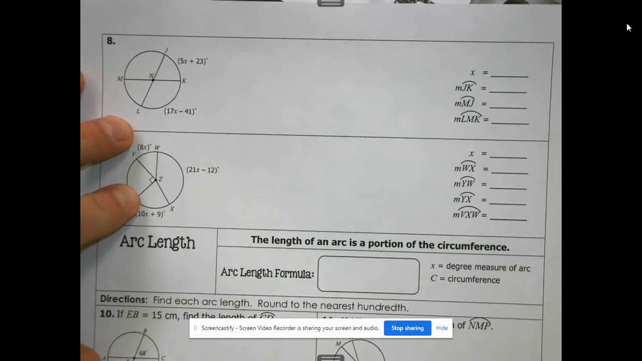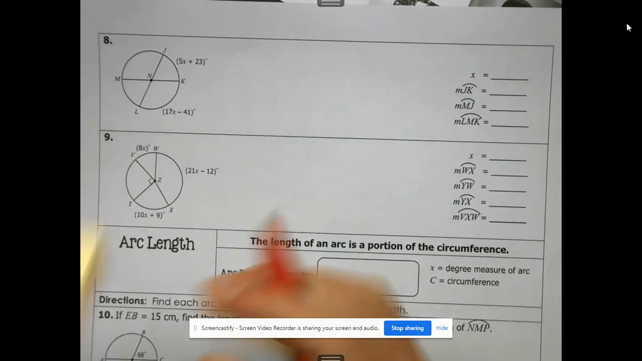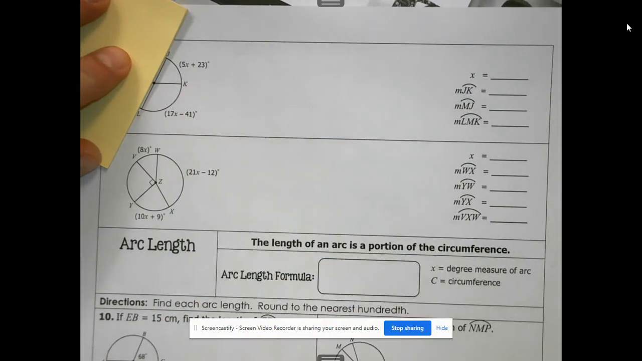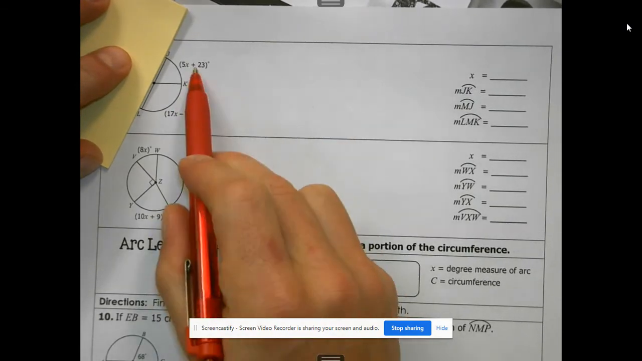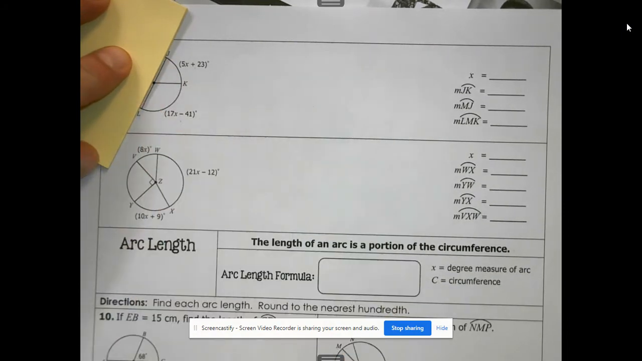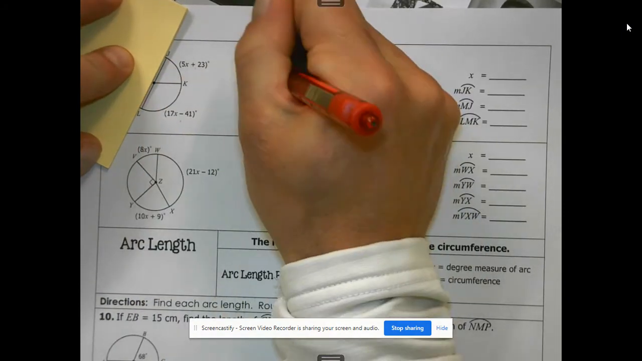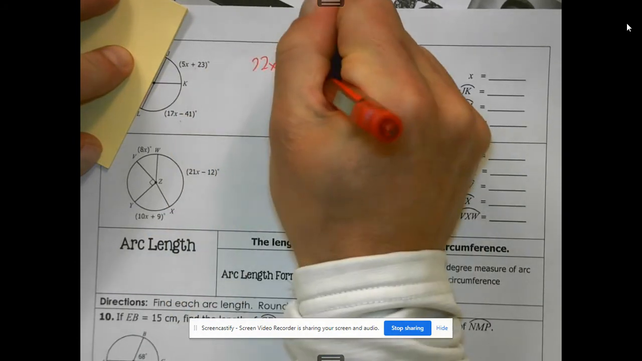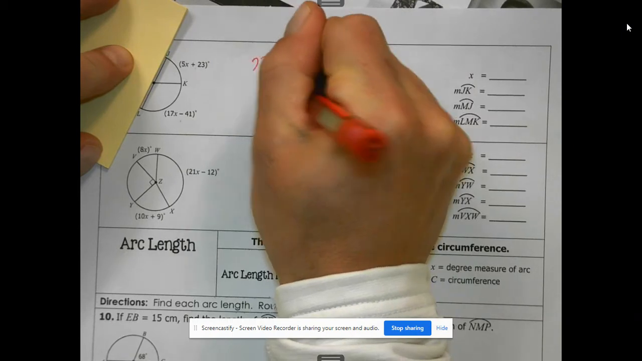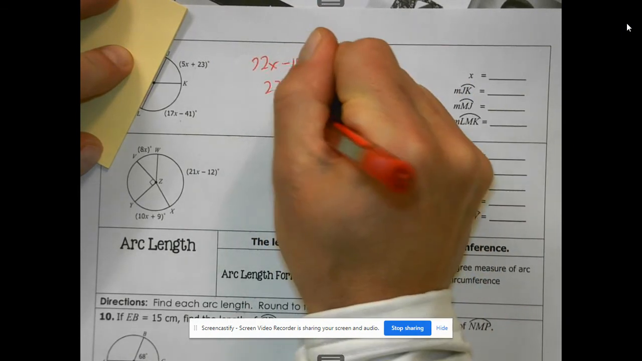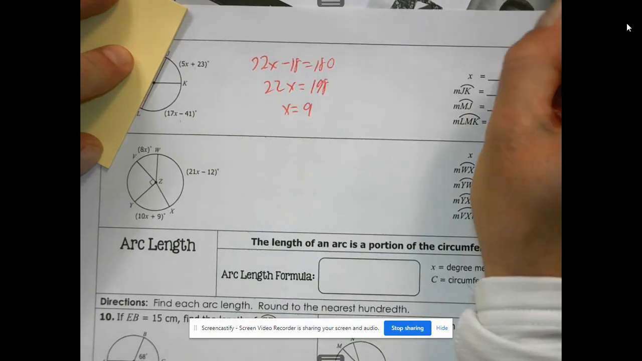All right. Here's what I know about this guy, right? That's a straight line. That means these two guys have to add up to 180, right? So this guy plus that guy equals the 180. Combine like terms. I have 22x, 23 minus 41 is negative 18, equals 180. Add the 18 over is 198. 22 goes in there 9 times. X is 9.